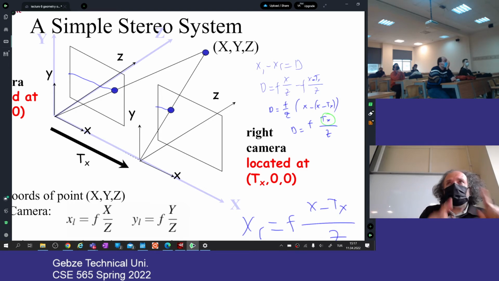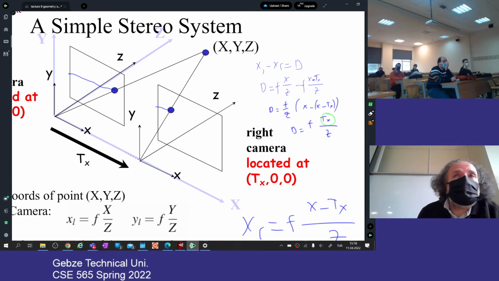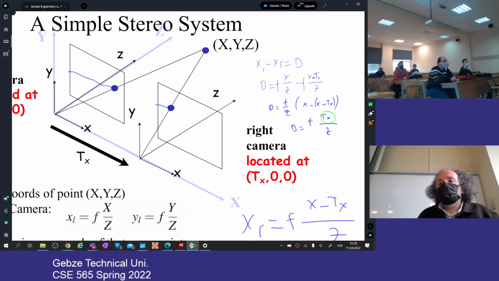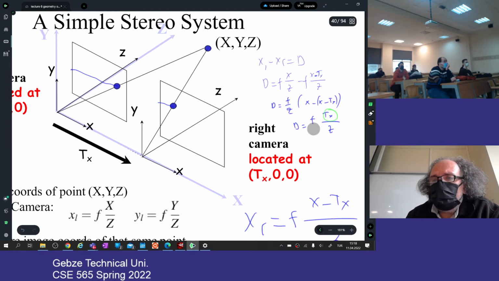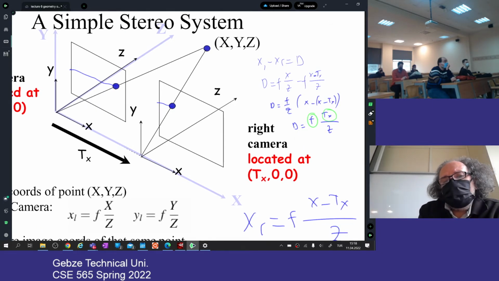I know the difference between these two eyes, right? Usually for human eyes, the difference between the left eye and the right eye is around 5 or 6 centimeters. I know that much. I know the focal length of my cameras from the camera calibration. So if I know tx and f, I can measure d from this correspondence.